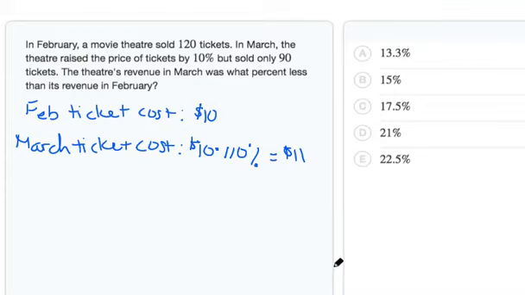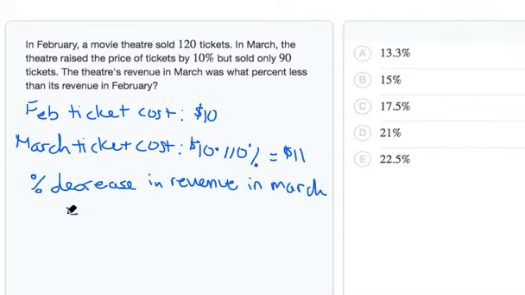So we can use these values to set up an equation that represents the percentage decrease in revenue in March from its revenue in February. So let's go ahead and take a look at what that equation might look like. This equation will be the percent decrease in revenue in March.